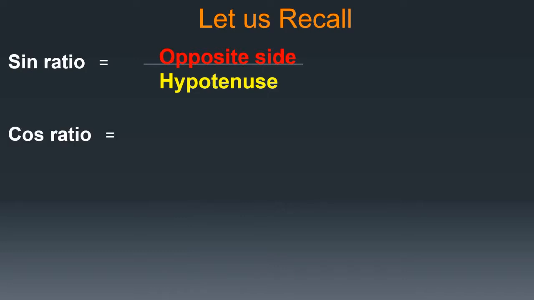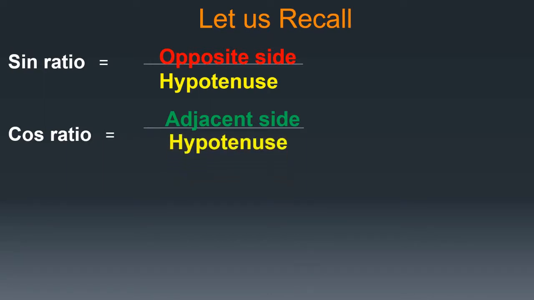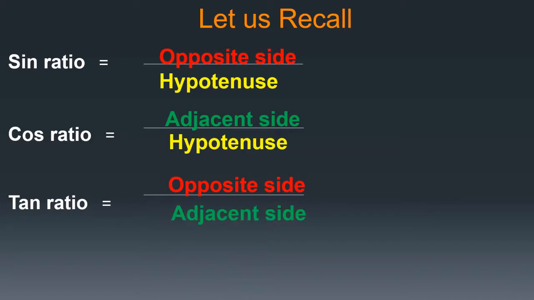Second is cos ratio. So the formula for cos ratio was adjacent side upon hypotenuse side. Third was the formula for tan ratio. So the formula for tan ratio was opposite side upon adjacent side.